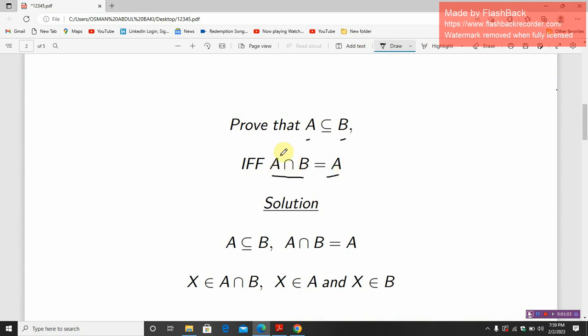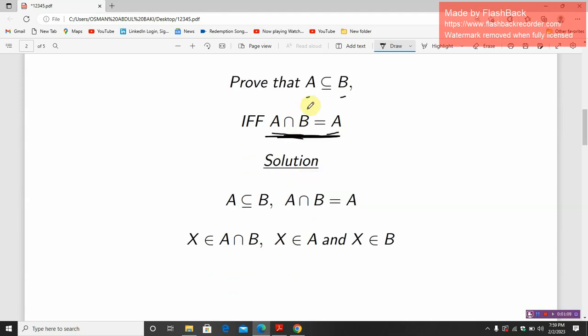But remember, this is the assumption. We'll be proving this based on this assumption given. So this is the question, and this is what we are driving on: A is a subset or equal to B, given that A intersection B is equal to A.